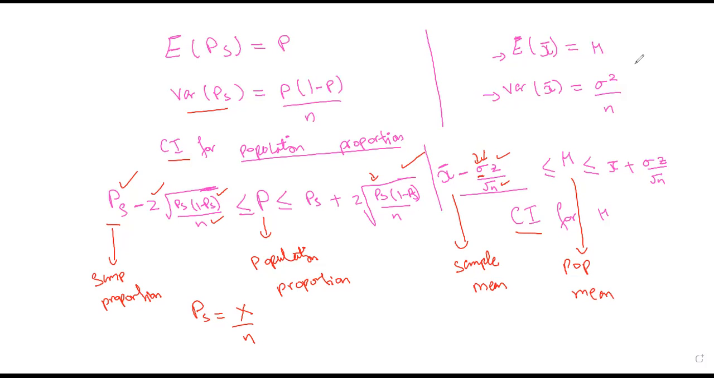So I'll delete this and I will just quickly summarize. We'll do the examples in the next class. We have mean as parameter, we have variance as parameter, and we have proportion as parameter, right?